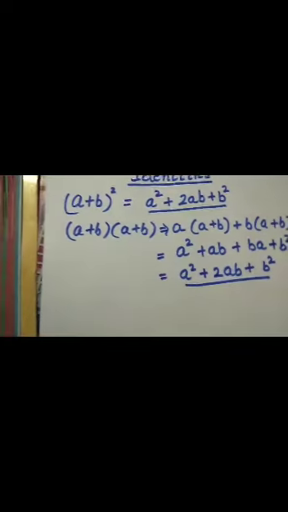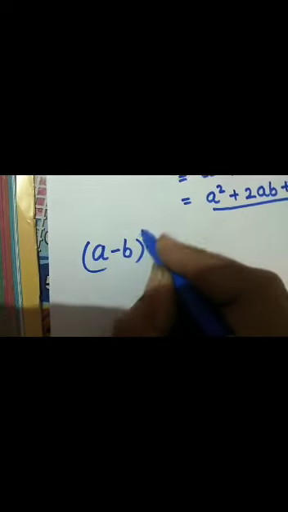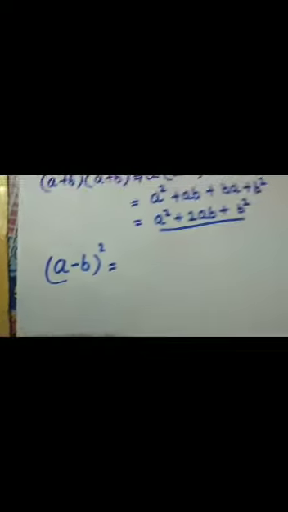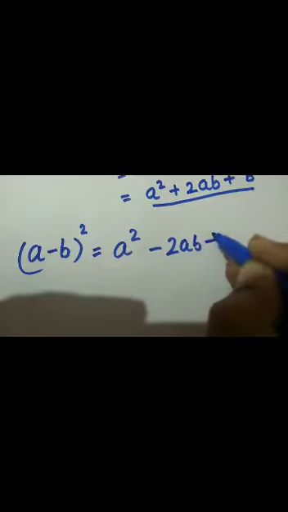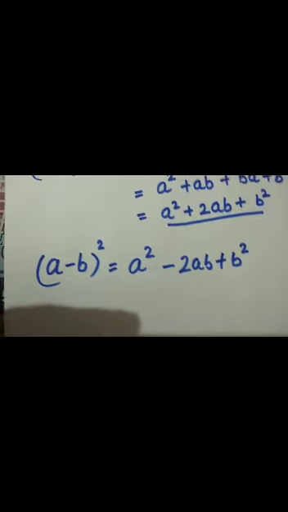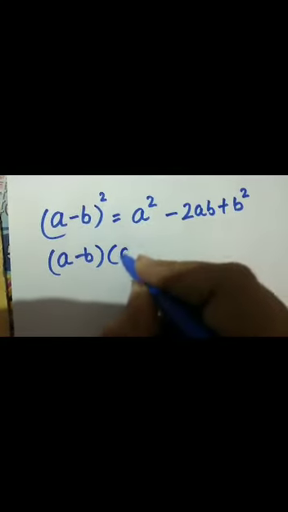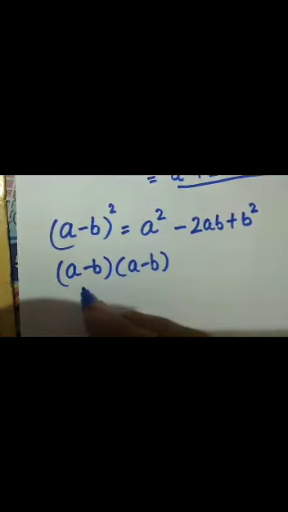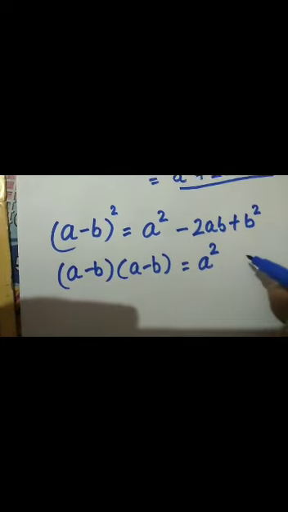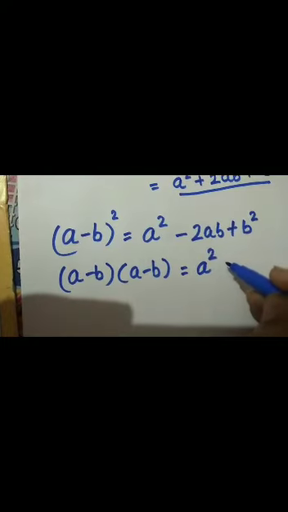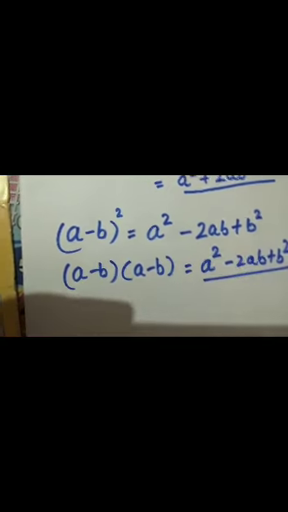Next we have the second identity, (a minus b) whole square is equal to a square minus 2ab plus b square. In the same way we'll verify this identity also: (a minus b) into (a minus b). Squaring means the multiplication of the same numbers. It will be a square minus 2ab plus b square. Now just see how we'll get this result.